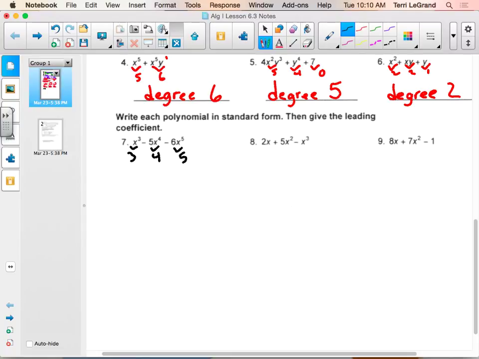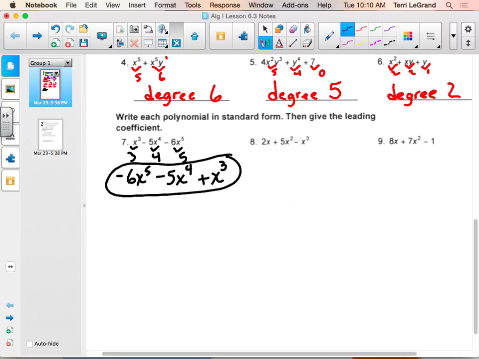Okay, and now when we want it in standard form, we order those monomials from largest degree to smallest degree. So what's this one going to start out like? Negative 6x to the 5th. What's next? Minus 5x to the 4th. And last? Plus, this is a positive, so we can use addition here, plus x cubed. There is our polynomial in standard form.